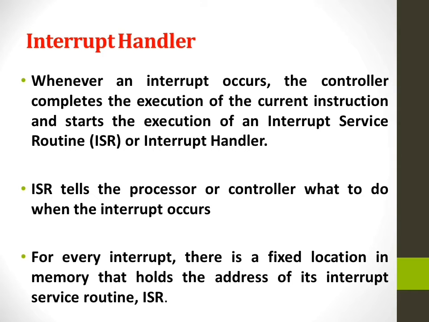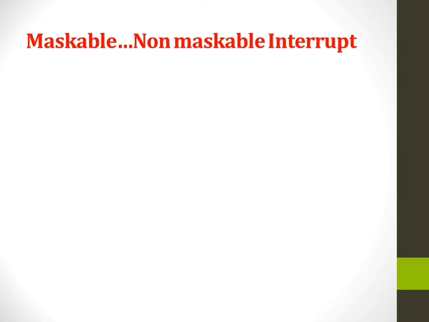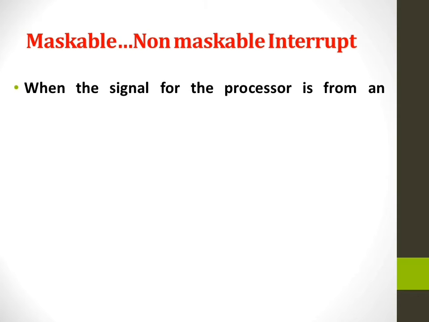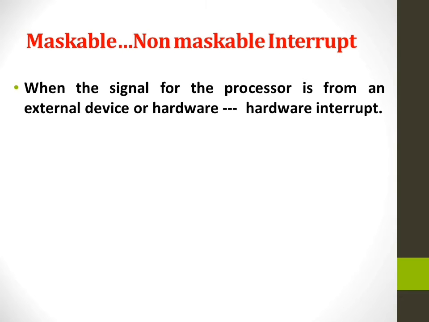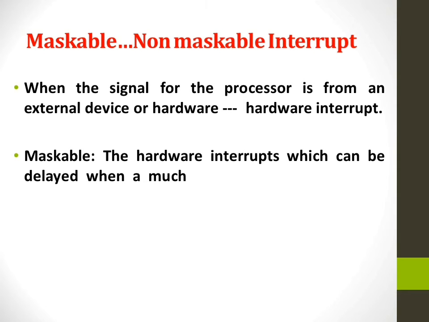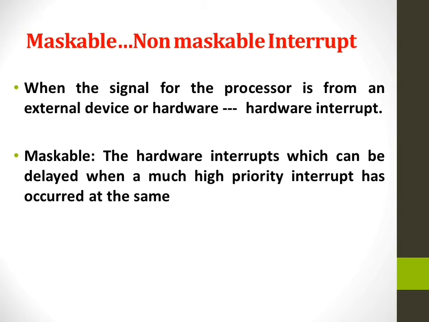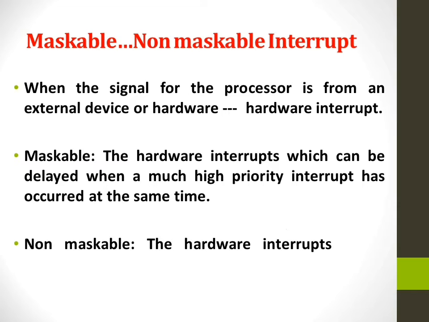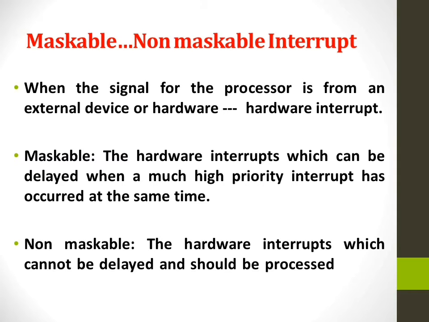What are maskable and non-maskable interrupts? When the signal for the processor is from an external device or hardware, that is called a hardware interrupt. Maskable interrupts are those hardware interrupts which can be delayed when a much higher priority interrupt has occurred at the same time. Whereas non-maskable interrupts are the hardware interrupts which cannot be delayed and should be processed by the processor immediately.